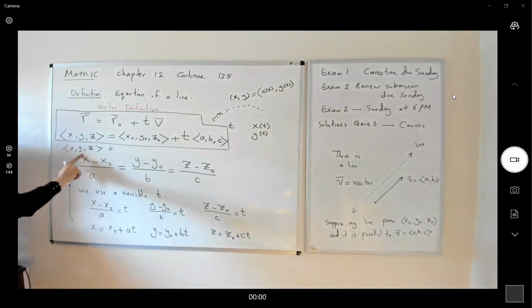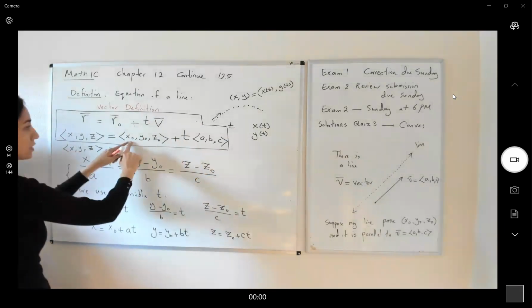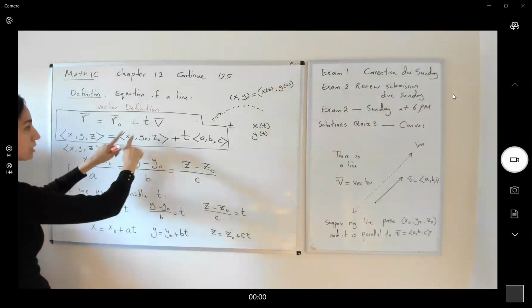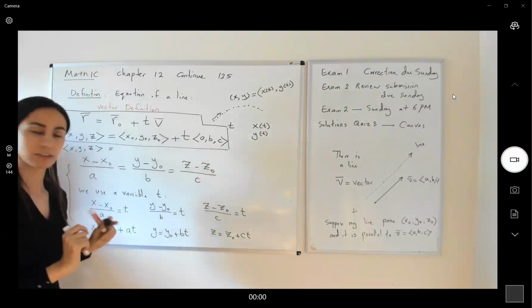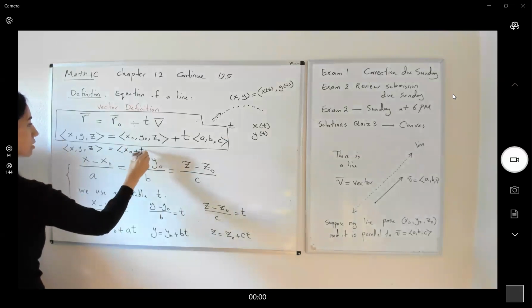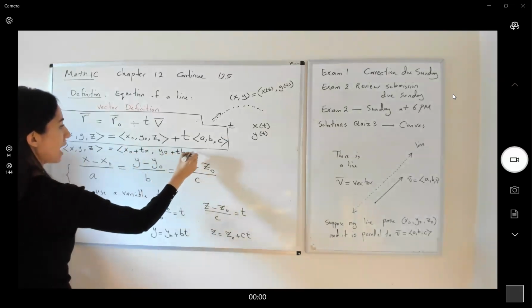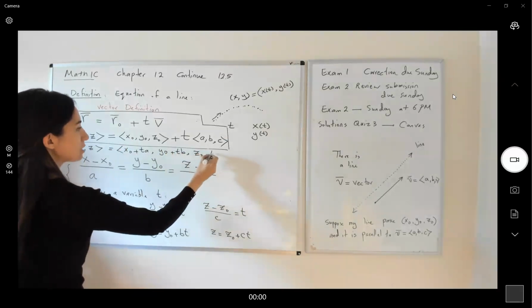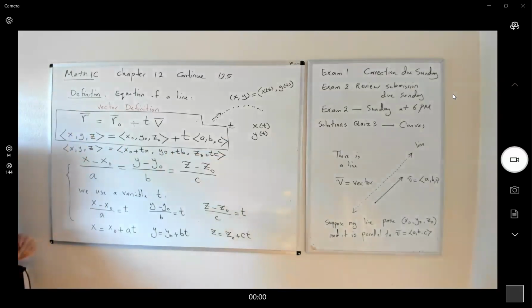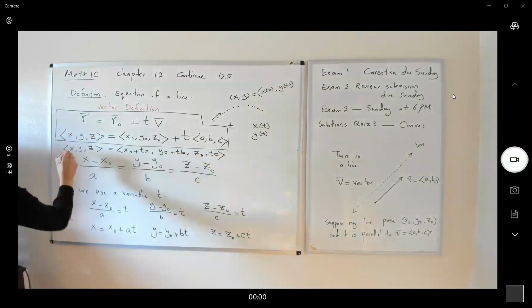So I'm saying that X, Y, and Z is equal to, I'm going to distribute T into parentheses and add the first components, add the second components, and add the third components. What I get is X sub 0 plus T times A, Y sub 0 plus T times B, and Z sub 0 plus T times C. Okay, that makes sense. Now you have two vectors that are equal to each other.